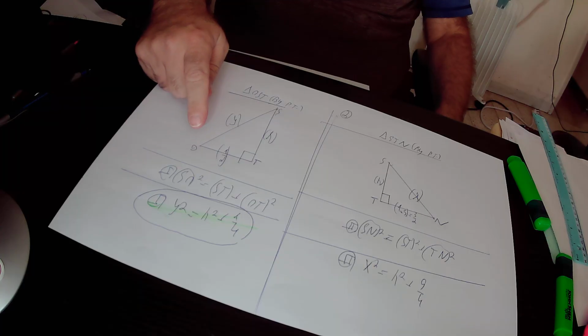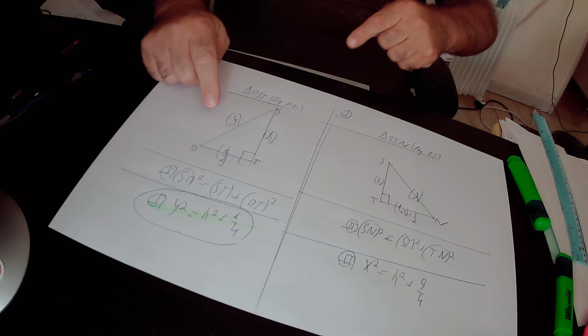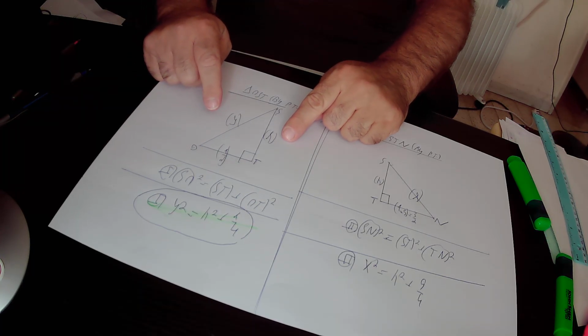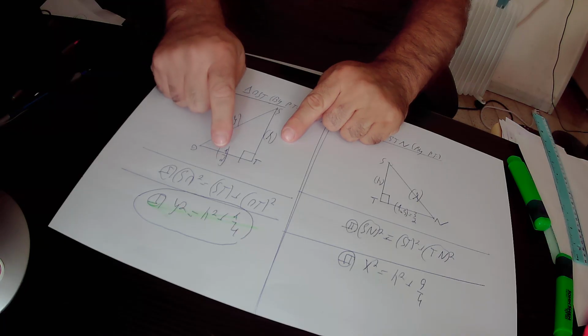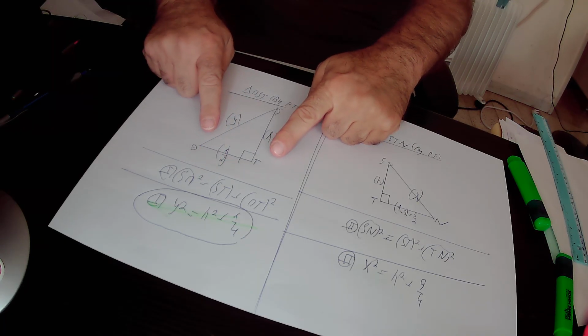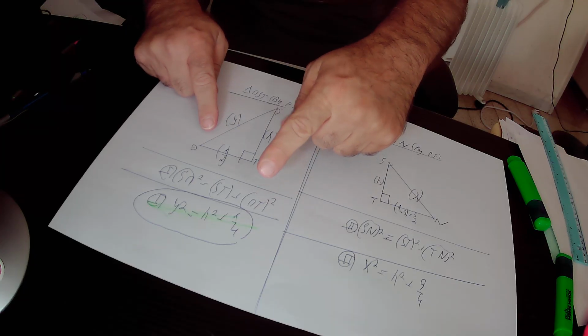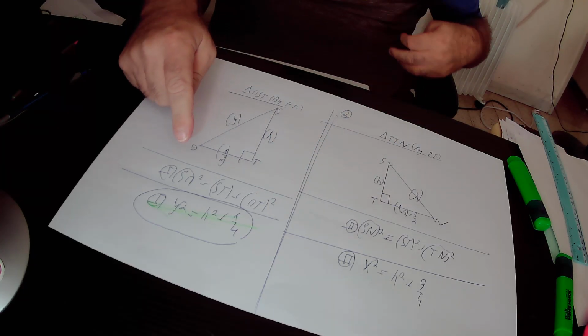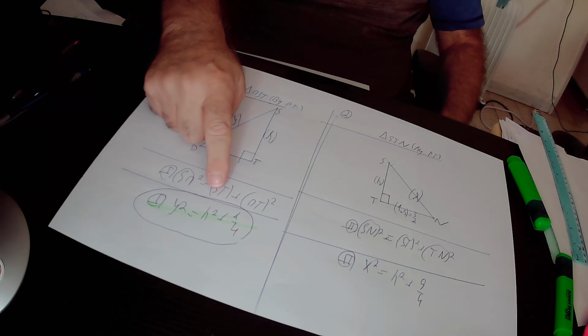SO is y, therefore SO squared is y squared, and it equals ST squared. ST is h, therefore ST squared is h squared, plus TO squared. TO is 1 half, therefore TO squared is 1 half squared, that is 1 quarter. So in total, according to equation 1, y squared equals h squared plus 1 quarter.